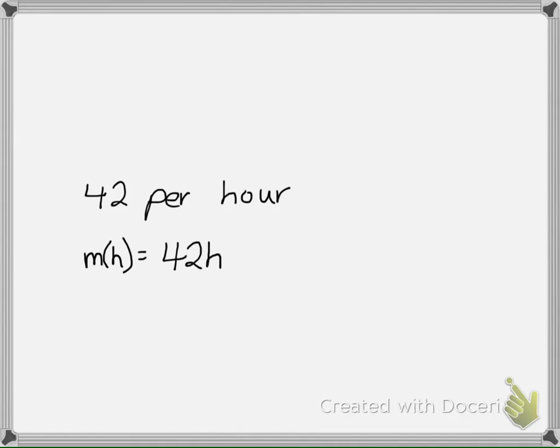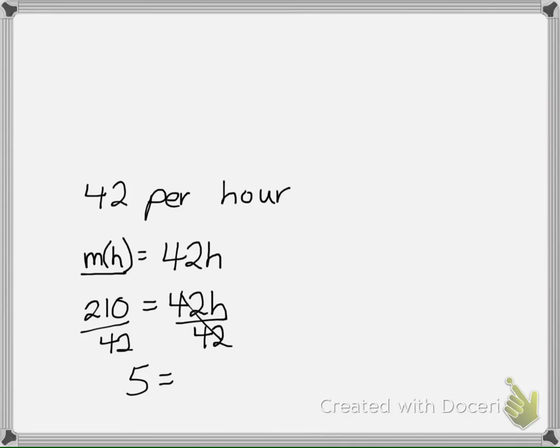Now, since it tells us that Janie actually drove 210 miles, we can replace m of h, because that's our dependent variable. The number of miles she drove was 210, and that's how many miles based on h number of hours. So then we can solve for h to figure out how many hours. So we get 210 divided by 42 is 5. So 5 equals h. So that tells us that Janie drove for 5 hours.